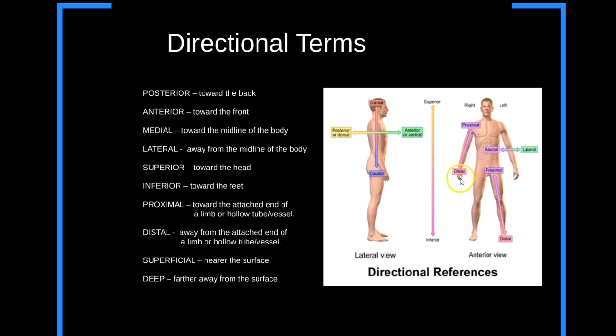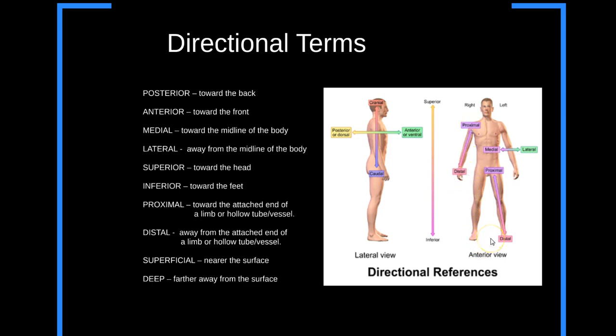The fingers, of course, would be distal to everything. And if we compared the fingers to the wrist, then even though the wrist is far away from the shoulder, it is still closer to the shoulder than the fingers are. So when comparing the two, we would have to say the wrist is proximal to the fingers because it is closer to the attached end of the limb, where it attaches to the torso.